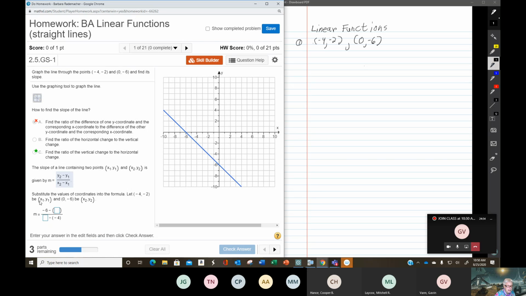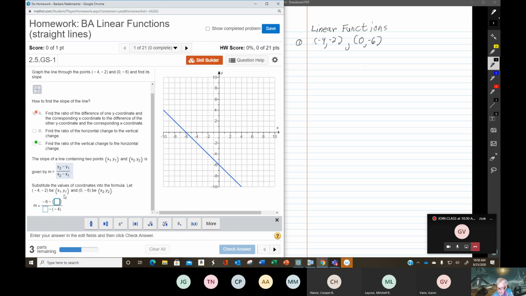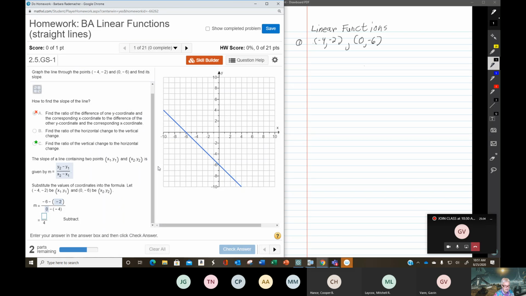Let -4, -2 be x1, y1. Let 0, -6 be x2, y2. And now I'm going to have y2 minus y1, which is -2. So be careful when you've got negative numbers. And then over x2 minus x1, well, this is x1. X2 is 0. Okay, check answer. Yay!